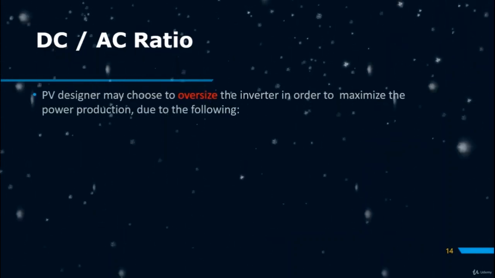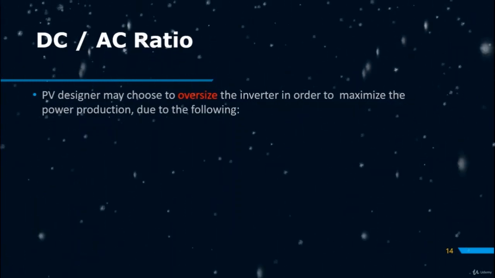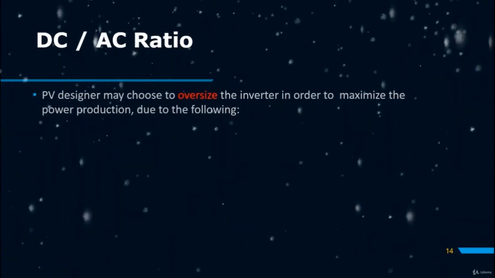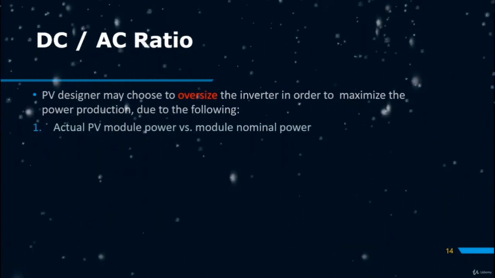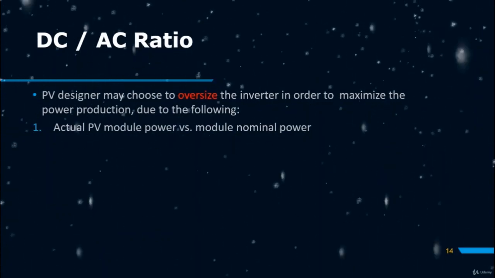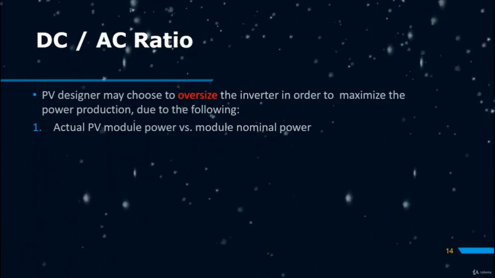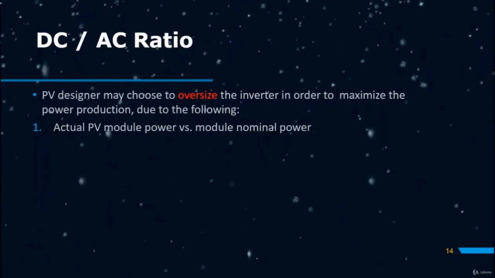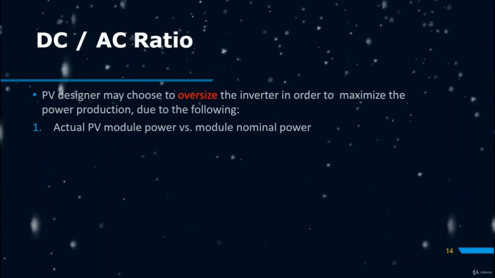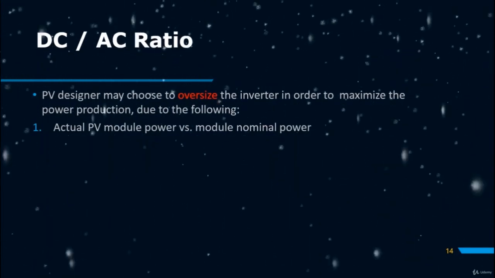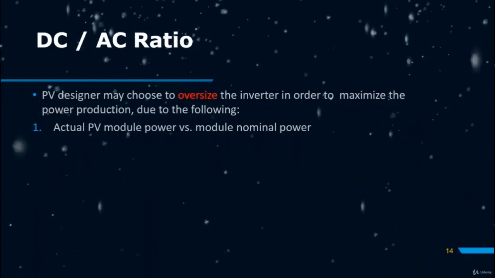DC-AC ratio. The PV designer may choose to oversize the inverter in order to maximize the power production due to the following. When we design the system and want to maximize the power production, we have to consider the actual PV module power versus the nominal module power. This point means if we have a system with shadow on some parts of the PV arrays, we can oversize or maximize the power production because the PV array is not producing all of its power. So we can increase the number of modules on the DC side.